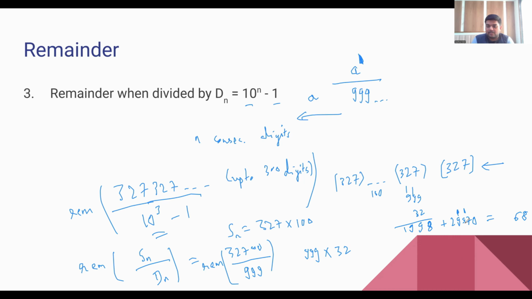Then 1 plus 9, 10, 10 plus 9, 19, 9, 1 carried, 9 plus 1. Okay, rather 29 plus 1, 30 plus 1, 31, 31968. So 32700 minus 31968. So the remainder will be equal to 732. 732 will be the remainder of this question. So this is how you can do the solution over here.